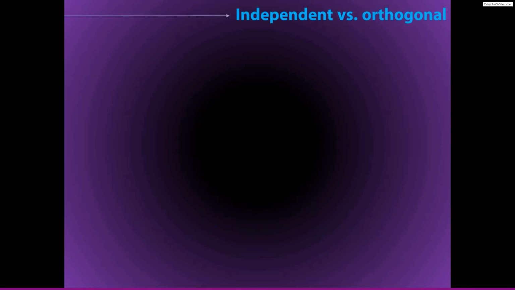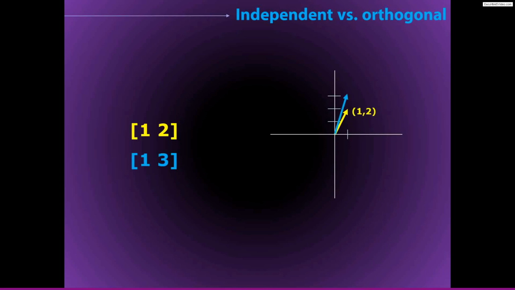Oh yeah, so here was the thing about independent versus orthogonal. Here we have two independent vectors. These are independent because there's no possible way to have a linear combination of one vector that gives you the other vector. And here is a vector that is orthogonal because it meets at a right angle. If you remember from an earlier lecture, orthogonal vectors have a dot product of 0.